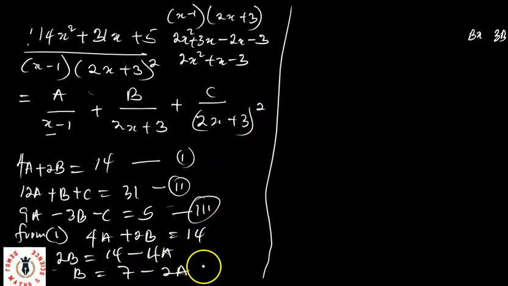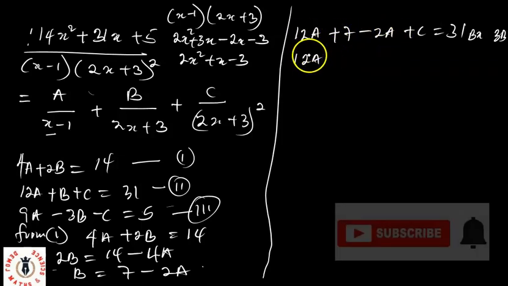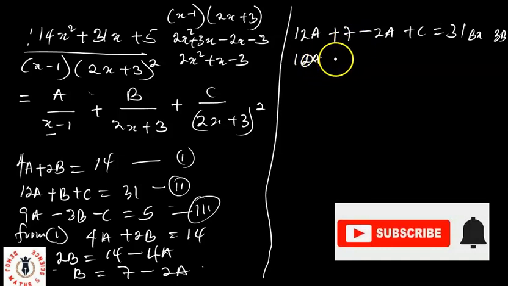Now let's substitute this for b in equations 2 and 3. In equation 2, we have 12a plus b, and in place of b we'll have 7 minus 2a, plus c is equal to 31. So this is 12a minus 2a, that's 10a, plus c is equal to 31 minus 7, that's 24. That means 10a plus c is equal to 24.